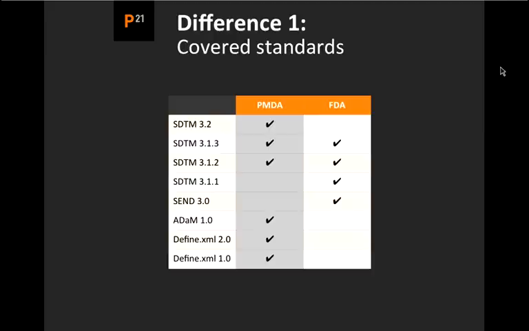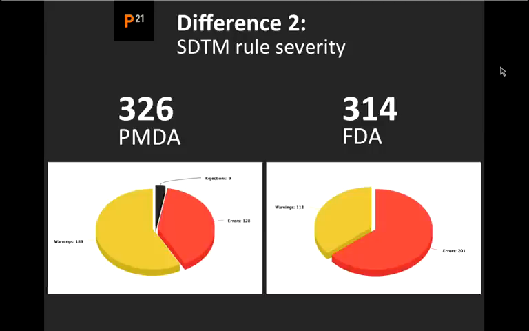So for comparison purposes, since the only overlap is SDTM rules, I'm going to compare the SDTM rules. If you look at just the pure number, the total SDTM rules, there are 326 in the PMDA list and 314 at FDA. So pretty close, right? It seems like a pretty close list.